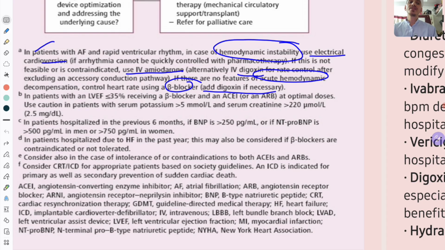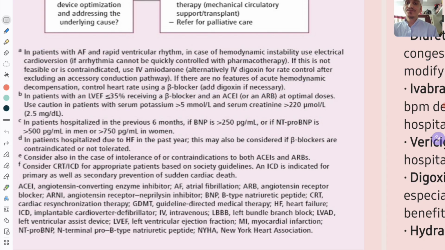Okay, now if the patient is stable on atrial fibrillation, then you just control the rate by beta blocker, and you can add digoxin upon that. Okay, now the second note, in patients with ejection fraction less than 35% receiving a beta blocker and ACE inhibitor at optimal doses, so use caution in patients. So what should you use here? You should use a mineralocorticoid antagonist, MRA.